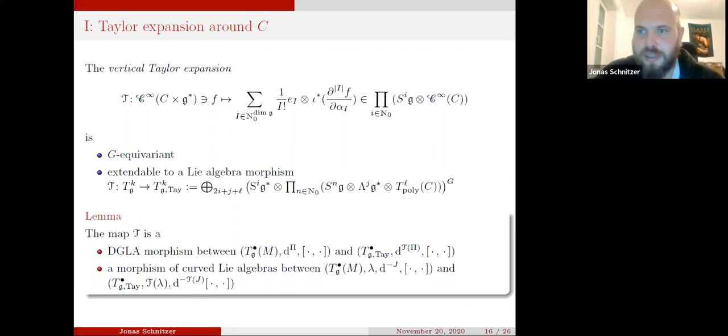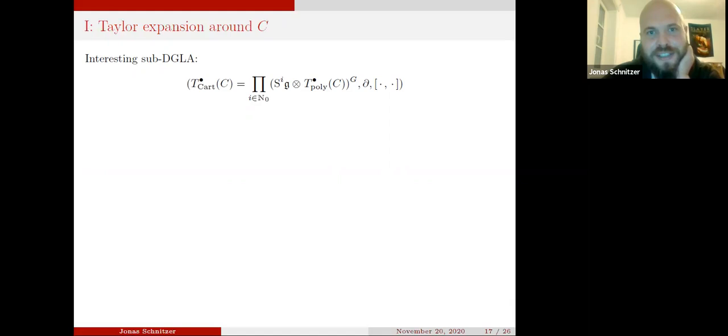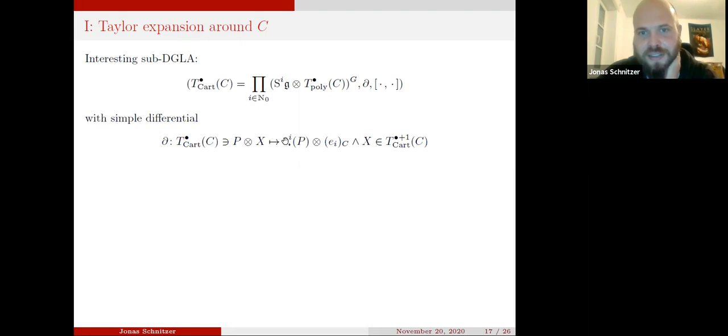So if you remember our intermediate aim, it was that we want to find one. Let's call this one. We have the Taylor expansion around C, and I'm basically already going to an interesting sub differential graded Lie algebra, which we call the Cartan model of a Lie group action. I will say something later. This has a differential. You have to believe me that it's a sub differential graded Lie algebra. And the differential looks very easy. It's just inserting in the first factor and wedging with the fundamental vector field. And it's obvious that it's a differential because the first factor is symmetric and the second factor is anti-symmetric.